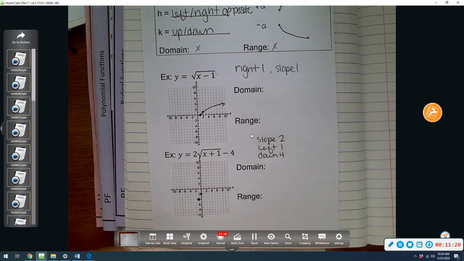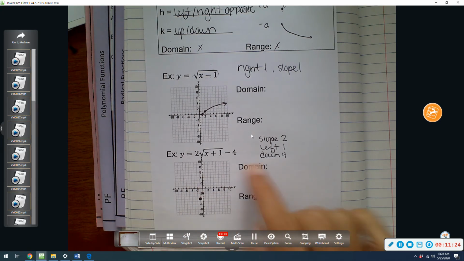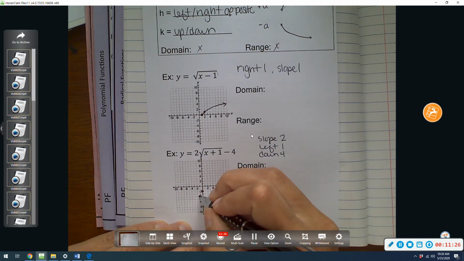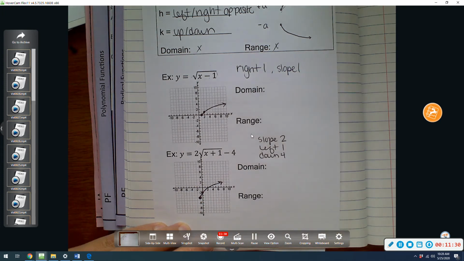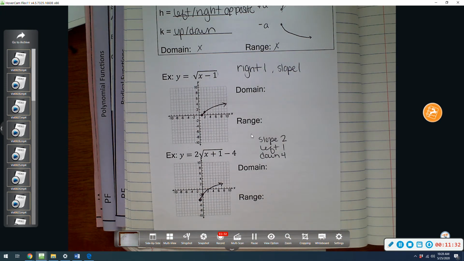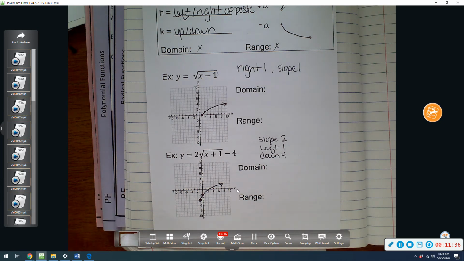And now this graph only goes in one direction. It starts at that starting point and goes through your slope and continues in that direction. So this one is going up and to the right because it was a negative. And don't worry about domain and range. So hopefully that feels good and makes sense. It's a lot like the other graphs that we've done.